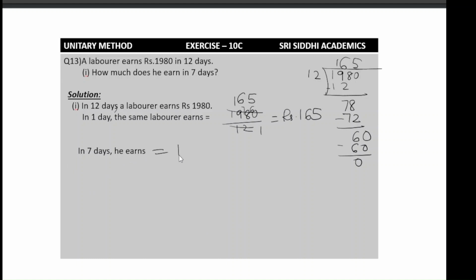We can calculate it very easily. We just multiply 165 with 7. Again 7 5s are 35, 3 gets carried over, 7 6s are 42 plus 3 is 45, 4 gets carried over, 7 1s are 7, 7 plus 4 is 11. So he earns rupees 1155 in 7 days. Okay, this is the bit 1 question. Now let's move to the bit 2 question.